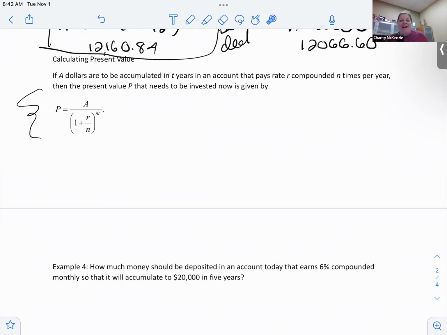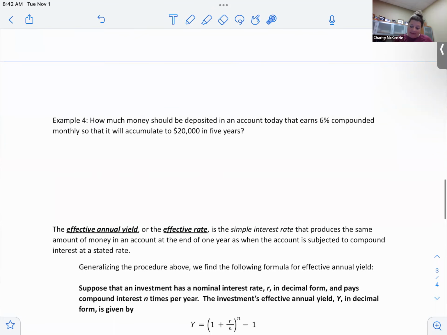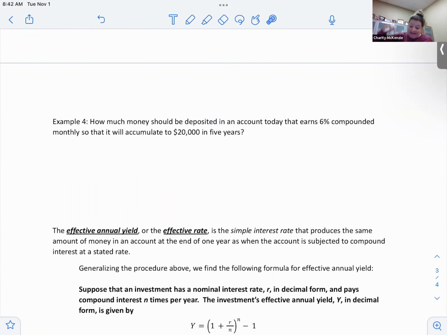So what if I have like a goal amount of money? I can see how much I need now to put away for that goal. So if I want $1 million to retire with, how much money do I need to put in my account right now to get to that goal of $1 million? That's this type of problem. So example 4, how much money should be deposited in an account today? So it should be talking about now to get a future value, that A value.